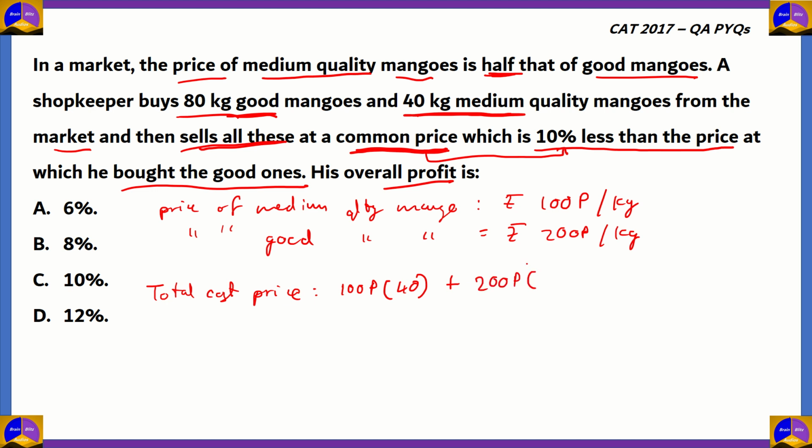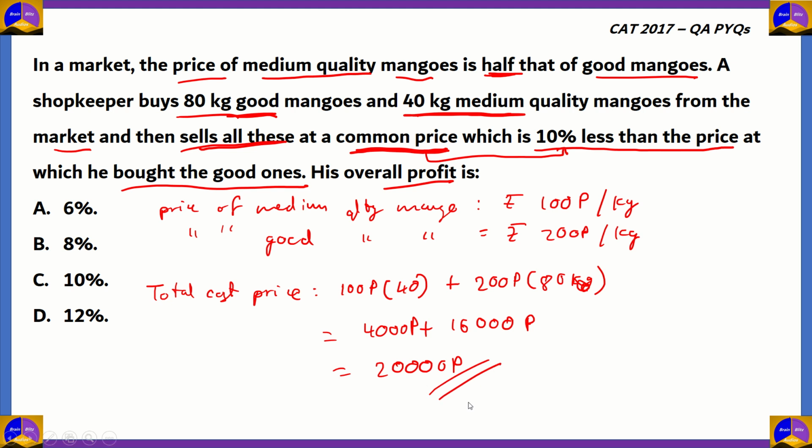200p is the price for good quality mangoes per kilogram, and the amount that he bought would be 80 kilograms. So 100p times 40 plus 200p times 80 would give you 4,000 plus 16,000, which would be equal to 20,000p. Don't forget the p, because these values are all multiplied by the constant p, so the final cost price would also be in terms of p.